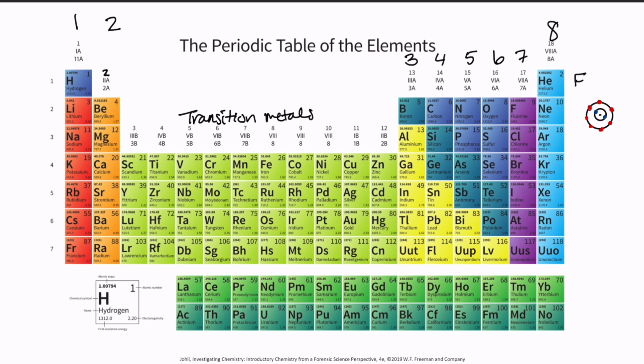Don't worry about the valence electrons in the transition metals. Don't worry about the valence electrons in the lanthanides and actinides. We're not going to look at that for this class, only the main group elements.